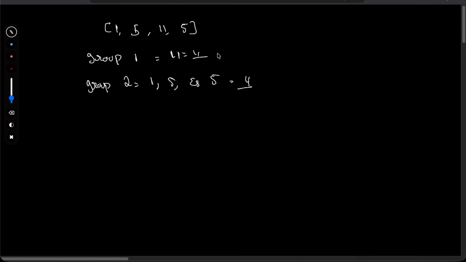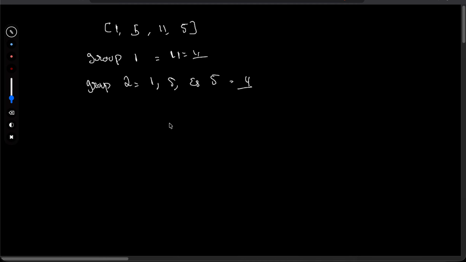Suppose we have numbers like this: 1, 1, 5, 11 and 5. If we try to split them into two groups, group 1 can be 11 and group 2 can be 1, 5 and 5. So 1 plus 5 plus 5 is 11, and this is 11. Both groups have total sum equal to 11, so in this case partition is possible. The answer is true.